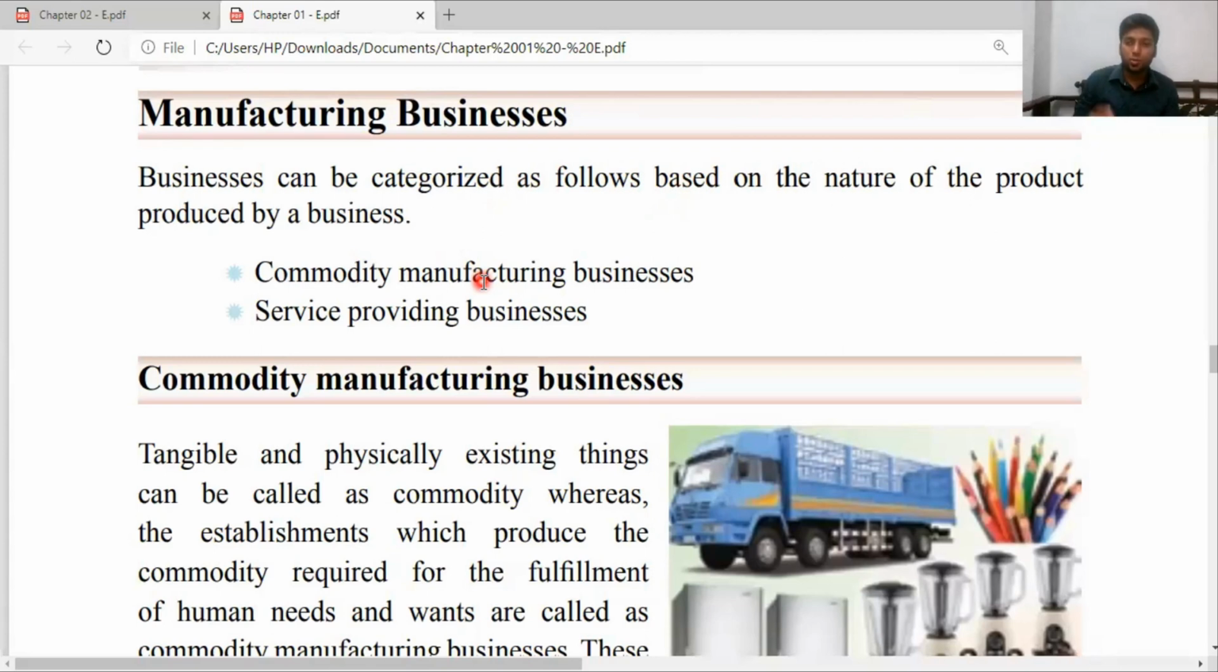As I said, there are two types of goods: consumer goods and capital goods. A business which sells capital goods can come into commodity manufacturing businesses because they're selling goods. But services are different when it comes to goods. Why is a service different? Because when I speak, you can't catch what I speak. You can't touch it. So they might ask the difference between a good and a service. Let me explain these basic things.